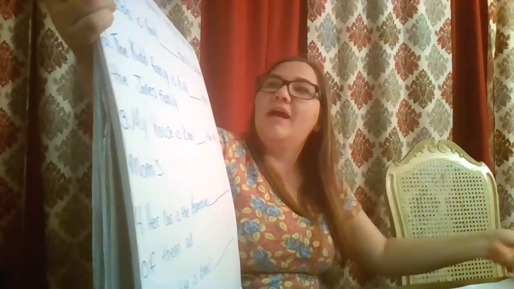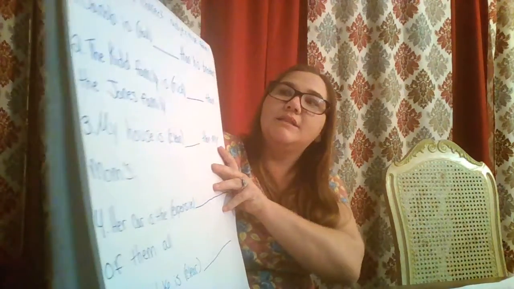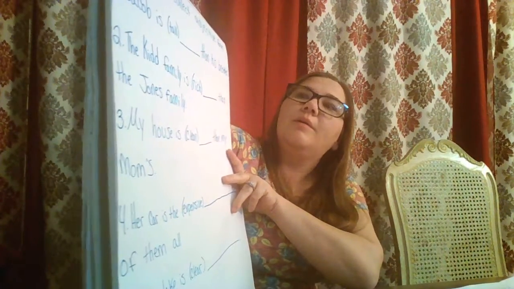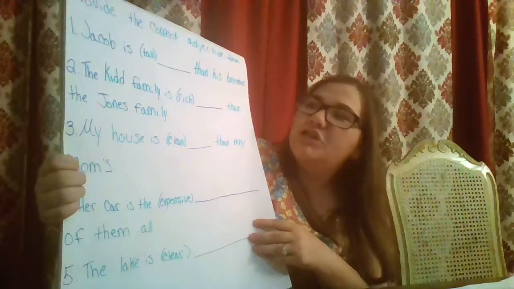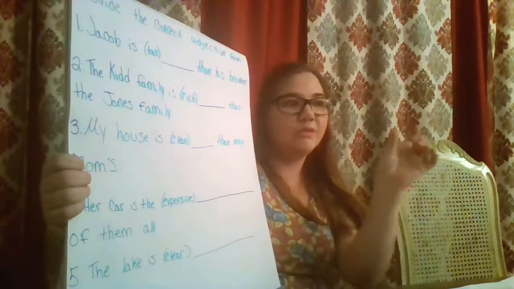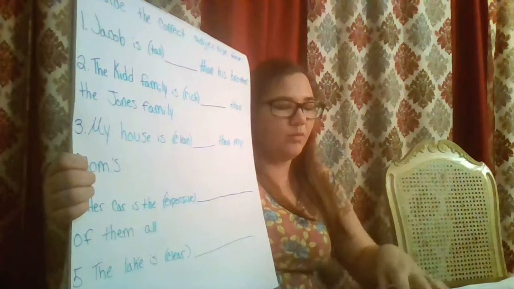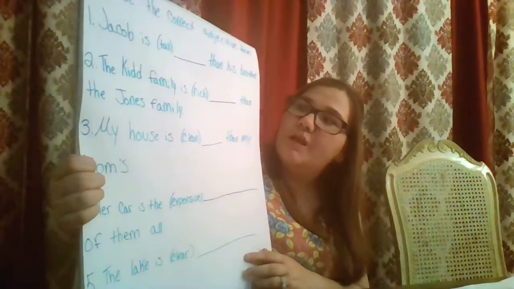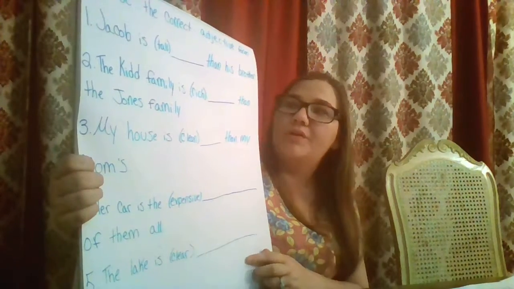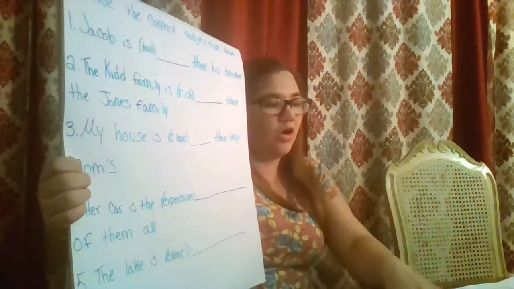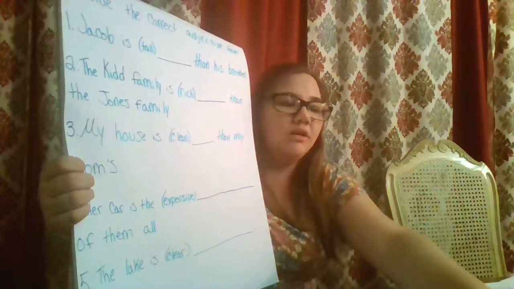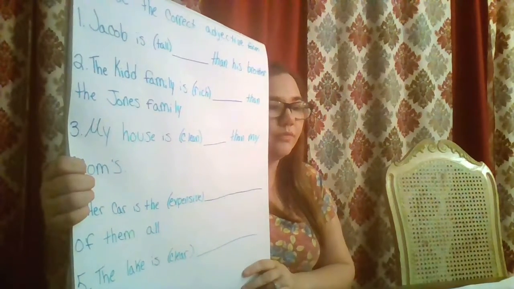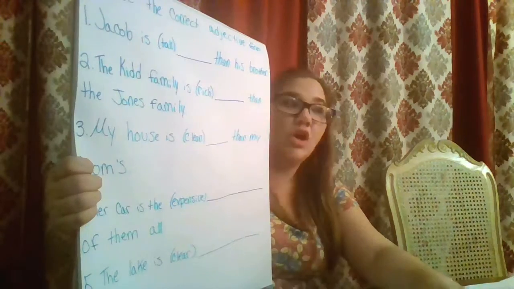All right, now we have a worksheet for you to complete. We'll complete it together though. It says provide the correct adjective form. The first one says Jacob is tall, in parentheses. That's the word we're going to find the correct form of. Jacob is blank than his brother. Would we say tall, the positive form, taller, the comparative, or tallest, the superlative? Comparative. So we'd use taller. Let's write that in.